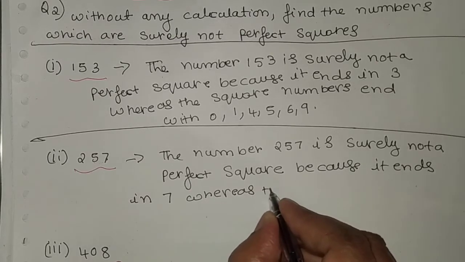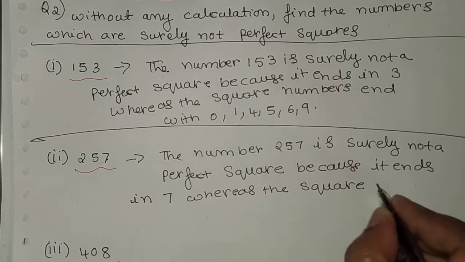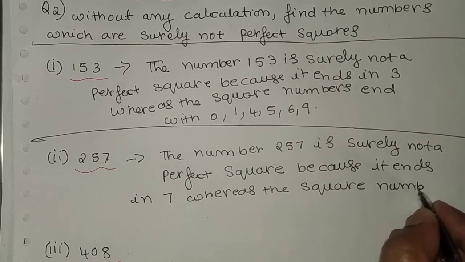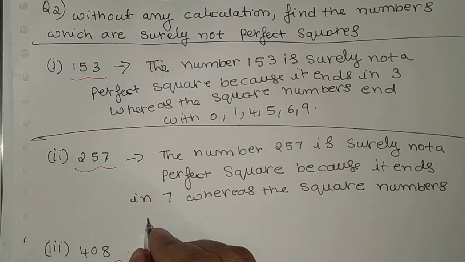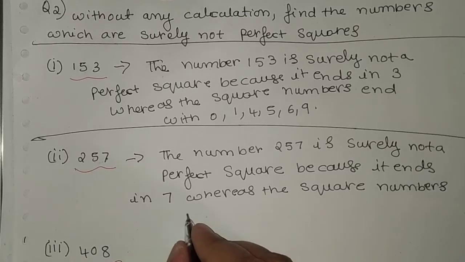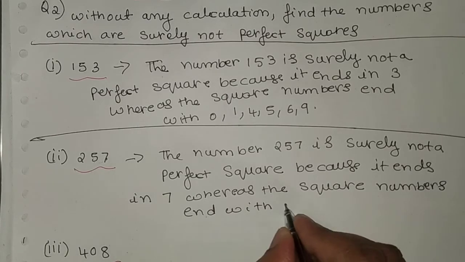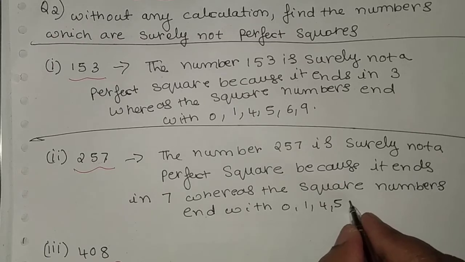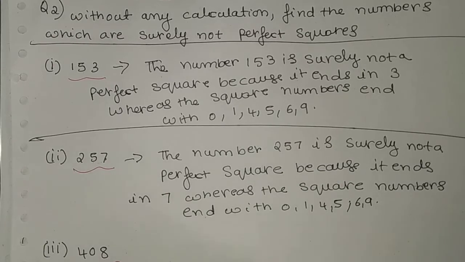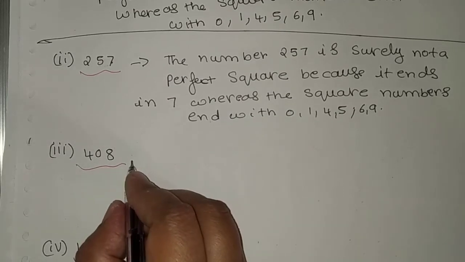Whereas the square numbers end with the same thing, we have to write 4, 5, 1, 4, 5, 6, 9 for a perfect square. So the next one is 408.